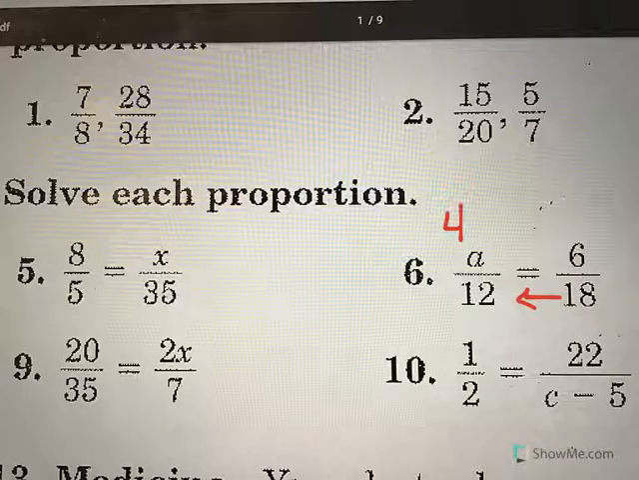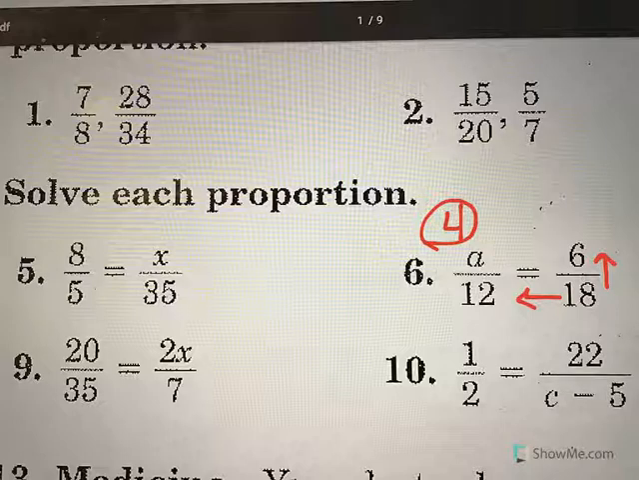Now, there are multiple ways of doing this one. Some of you might say, how do I go from 18 to 6? Because my variable's on top. How do I go from 18 to 6? That's right, divide by 3. The great thing about solving proportions is you just look for the easy way to do it. In a proportion, like equivalent fractions, whatever I do to the right side, you do to the left side. 18 divided by 3 is 6. 12 divided by 3 is also 4.